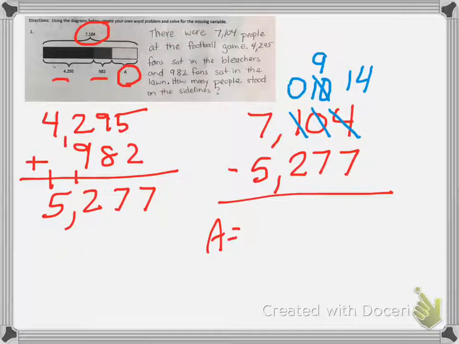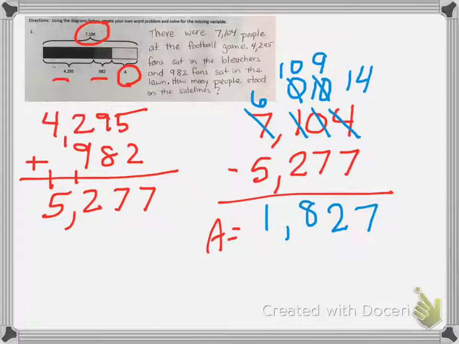So now we have 14 take away 7 is 7. 9 take away 7 is 2. Okay, 0 take away 2. Can't do it. We have to move next door. Okay, we have to rename this as a 6, and we have to move 10 over. So this is going to become 10. 10 take away 2 is 8. 6 take away 5 is 1. How many people sit on the sidelines?